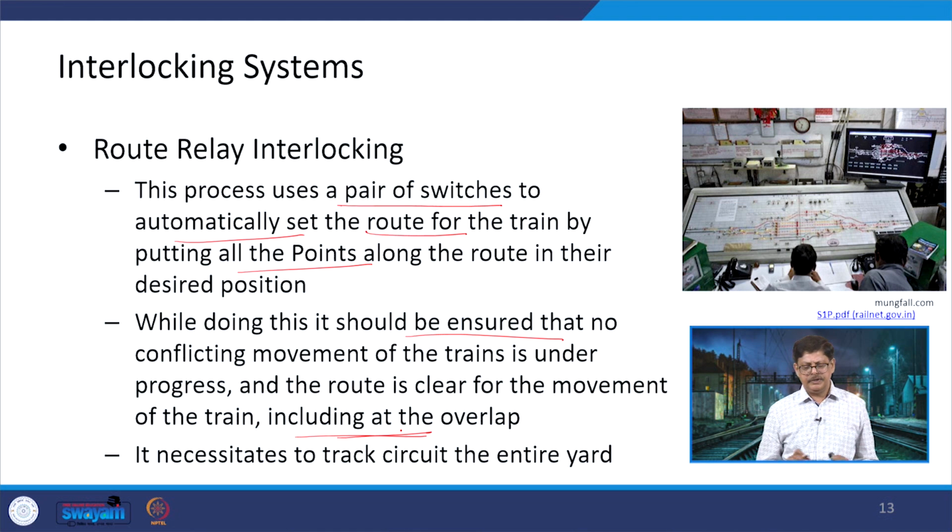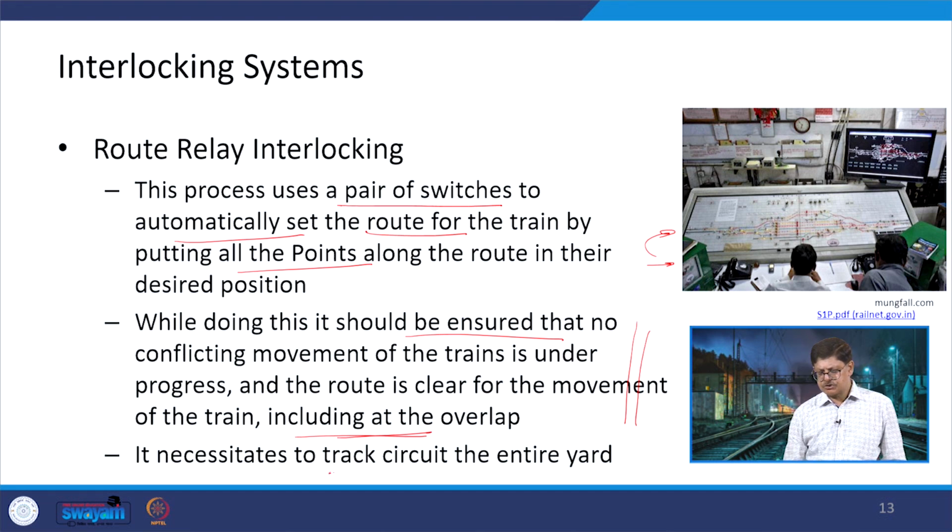So, whenever this decision is being taken by a person and the person operates the panel, they have to ensure that no conflicting movements are going to be there. At the same time, when the train is going to move in a particular area, there are not going to be any obstructions to that.